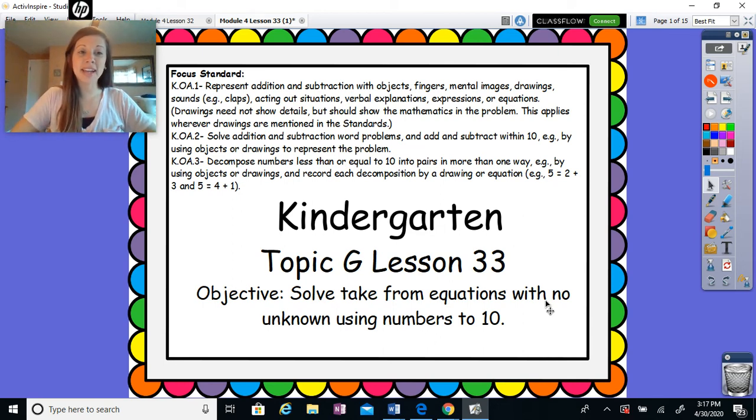I wanted to come on and go over lesson 33 for math with you. So let's read our objective for today. I can solve take from equations with no unknown using numbers to 10. We have one vocabulary word that we need to go over first before we get started.